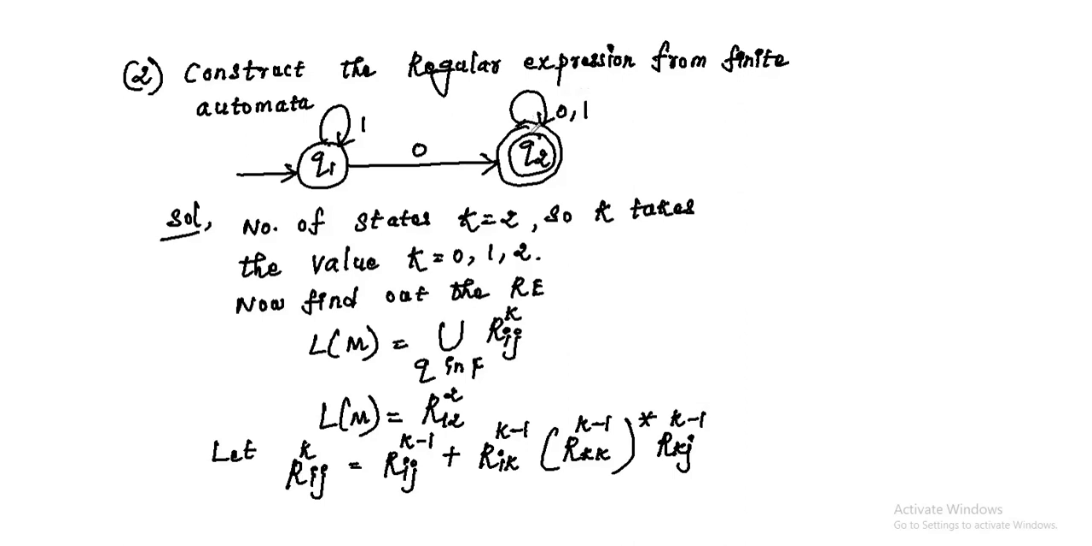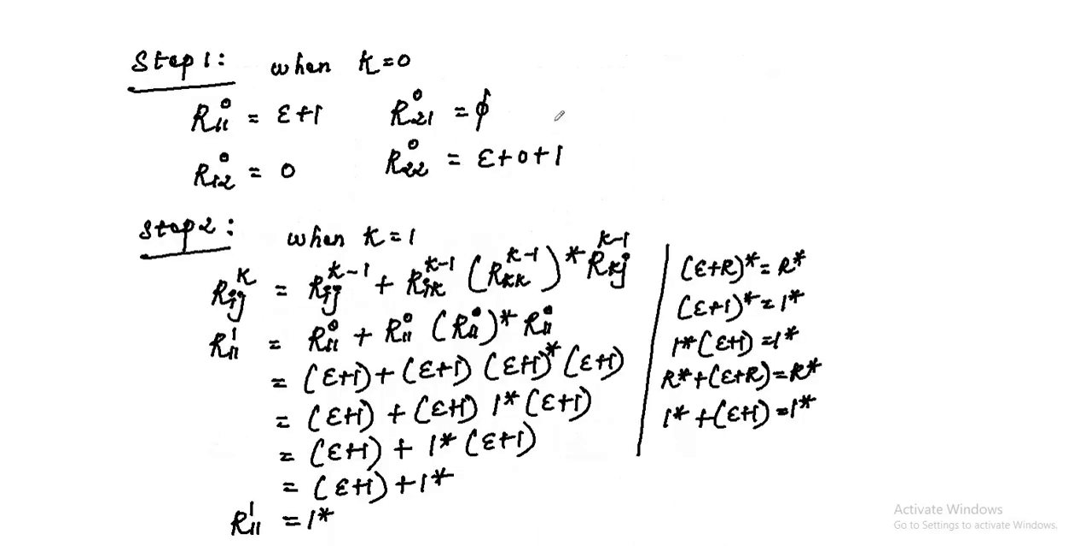I already told you, as per the basic rules, in the starting state and the final state we need to include the epsilon symbols. So in the final state we need to include the epsilon symbol. Here, epsilon plus 0 plus 1. So we got all the combinations. R11 raised to the power 0 is epsilon plus 1, R12 raised to the power 0 is 0, R21 raised to the power 0 is null, R22 raised to the power 0 is epsilon plus 0 plus 1.